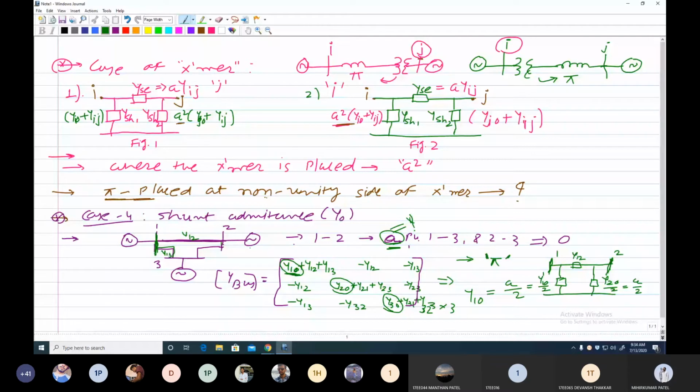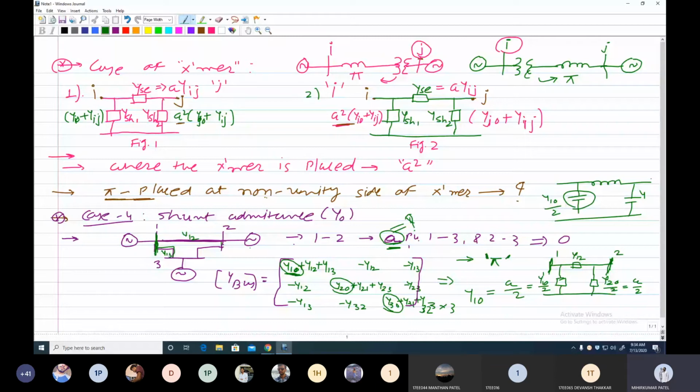Very simple question. Anyone? Why have I divided it? Yes, very good. Because in the pi network, the series impedance will remain the same, and this shunt admittance is equally divided to both sides of the transmission line, and that's why we have considered it is Y10 by 2, and if it is bus number 2, then Y20 by 2.